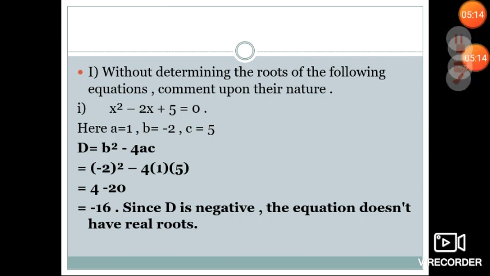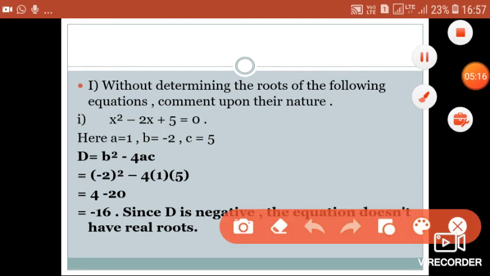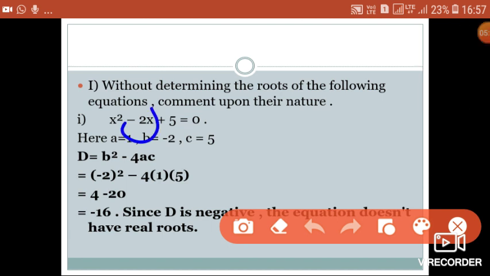And then, what is b here? B is nothing but the coefficient of x. So it is minus 2. What is C here? I told you, the constant value. So A is equal to 1, B is equal to minus 2, C is equal to 5.